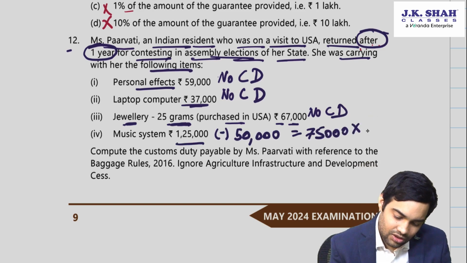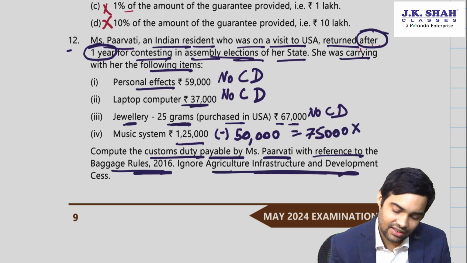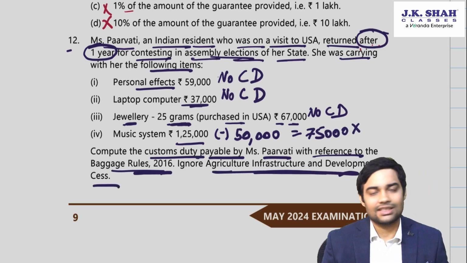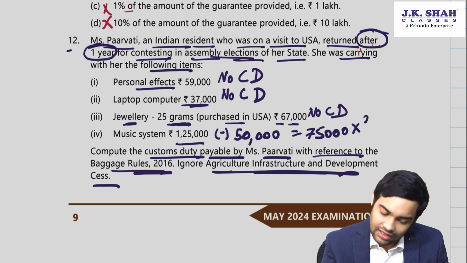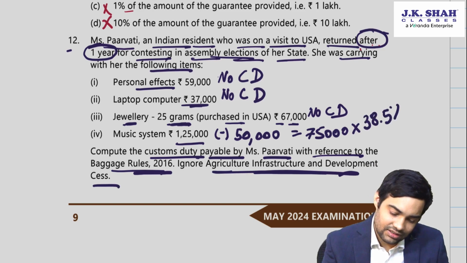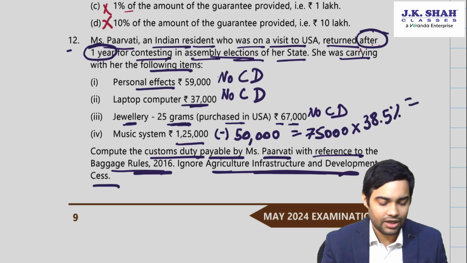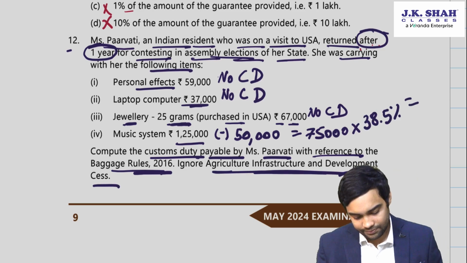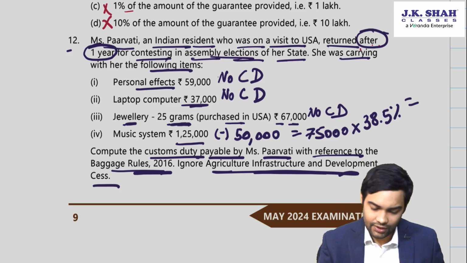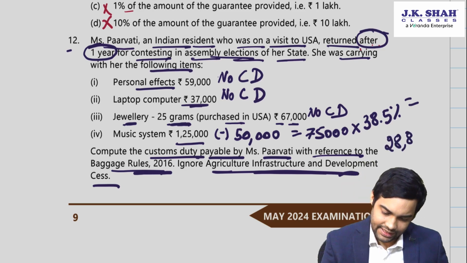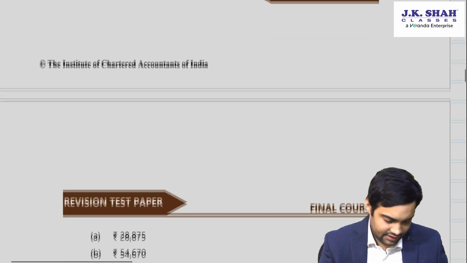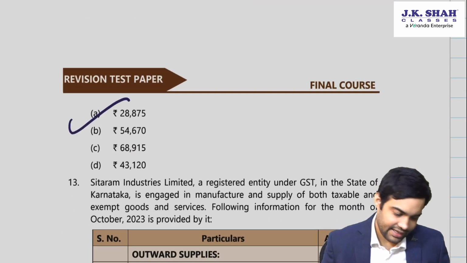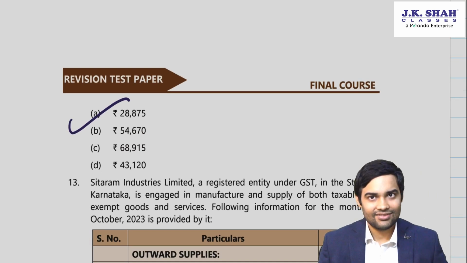Compute custom duty payable by Miss Parvati with reference to baggage rules 2016. Ignore agriculture, infrastructure and development cess. So 35% plus social welfare surcharge comes to 38.5%. So 75,000 into 38.5%, and the answer is 28,875. So the answer comes to 28,875. Clear with this?